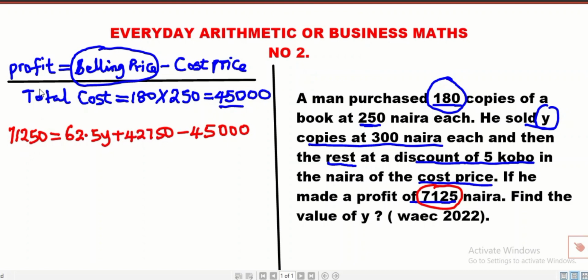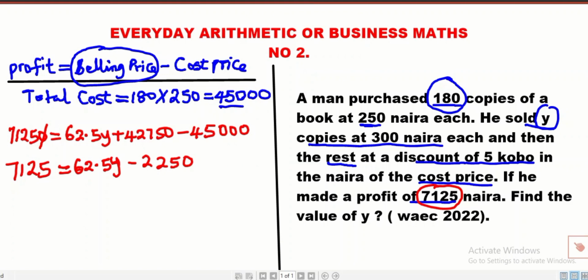All right, so we are going to go further to solve it. I'm going to have 7,125. Please, there was no zero there. So 42,750 minus 45,000 gives minus 2,250, and this is going to be equal to 62.5Y minus 2,250.